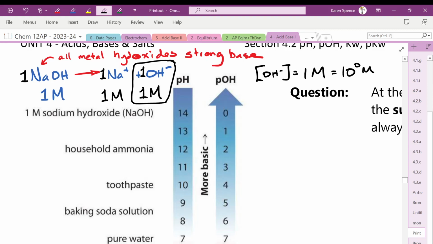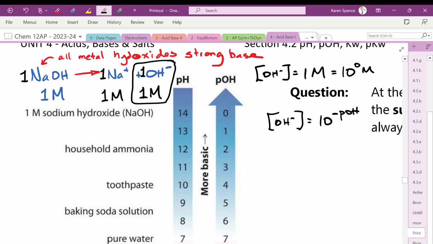And how do we find pOH? Or sorry, the concentration of OH minus is equal to 10 to the negative pOH. Just like we had 10 to the negative pH for hydrogen, this is 10 to the negative pOH, so it's just equal to 0. Okay?